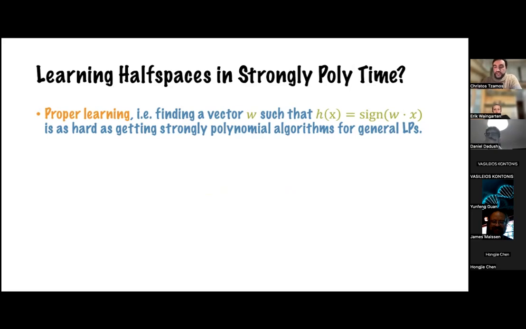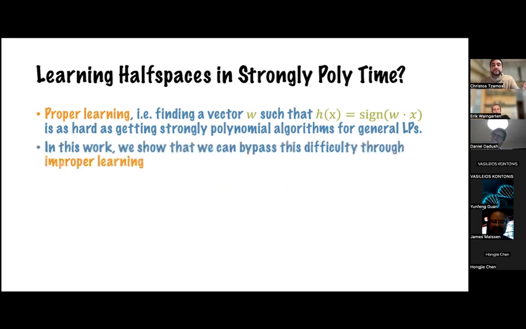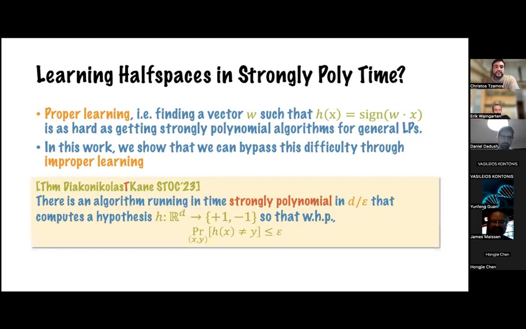We thought that this was impossible because of this reason. But in fact, what turns out is that you can bypass this difficulty if you work with improper learning. So what is improper learning? You output a hypothesis that is not restricted to be a half space, it can be something different, but performs at least as well as a half space. Okay, and the main result that we show is that there is an algorithm running in strongly polynomial time in d over epsilon that computes a hypothesis so that with high probability, it makes error on at most an epsilon fraction of the points.